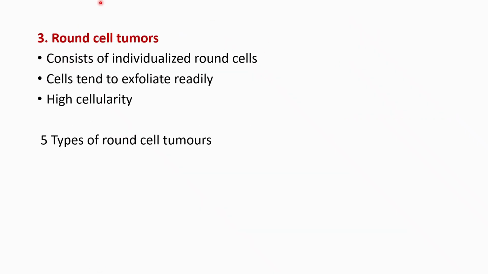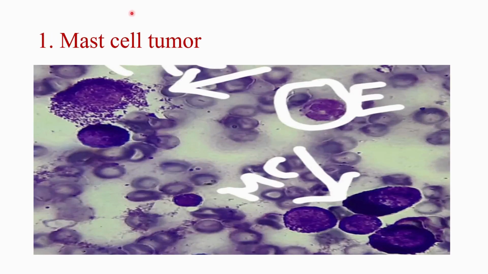The round cell tumors consist of individualized round cells that tend to exfoliate readily, resulting in high cellularity in cytological samples. There are 5 main types of round cell tumors, each with a distinct characteristic which can be identified through careful cytological examination. So the first type of round cell tumor is mast cell tumor.